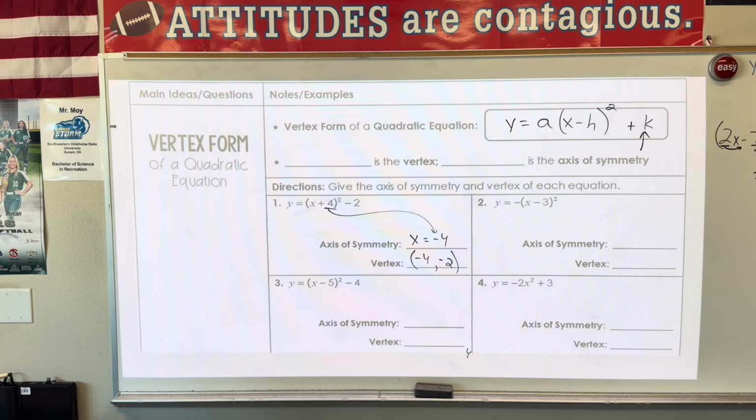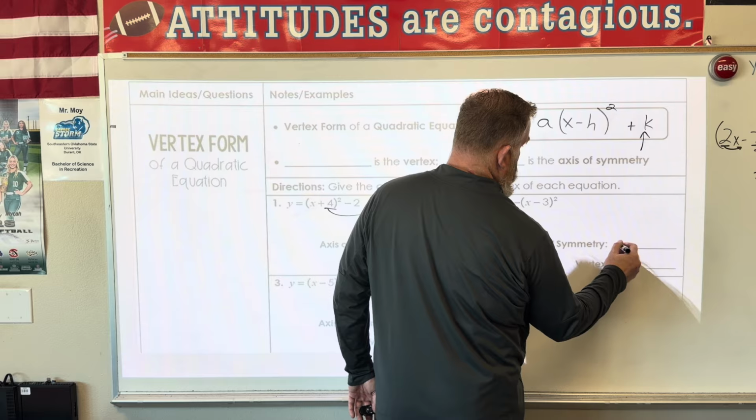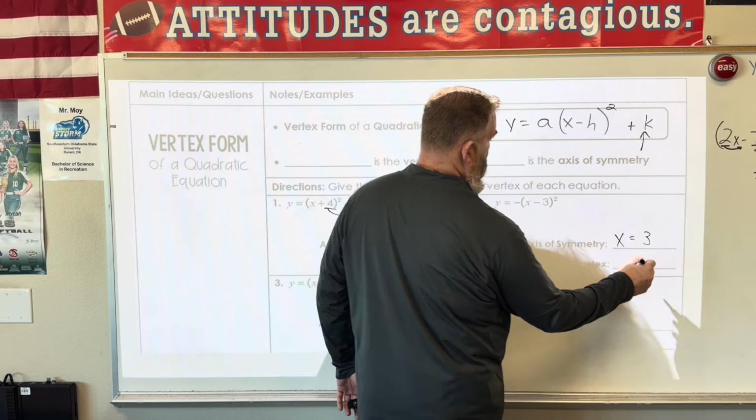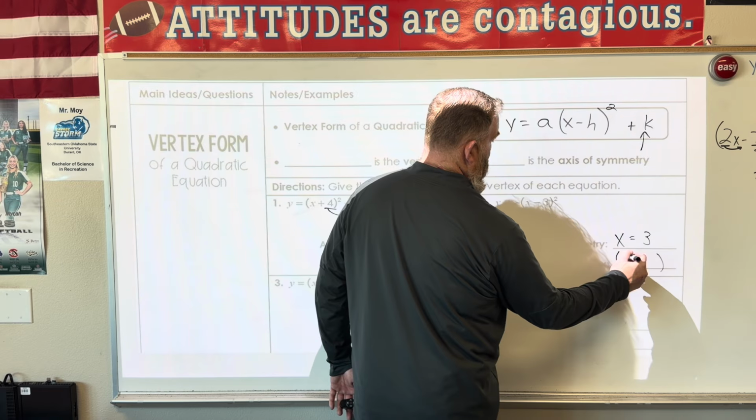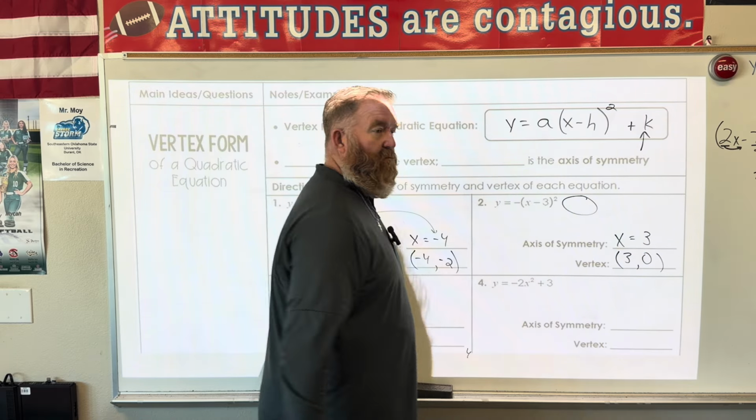Do number 2. What's my number on the inside? Negative 3. So what's my axis of symmetry going to be? Positive 3, which means my x number is going to be 3. What's my y over here? 0. Done.